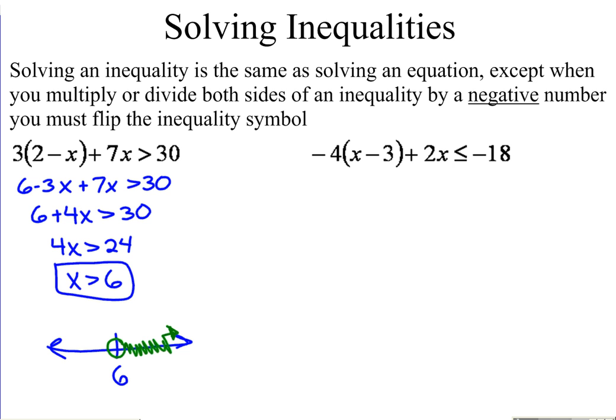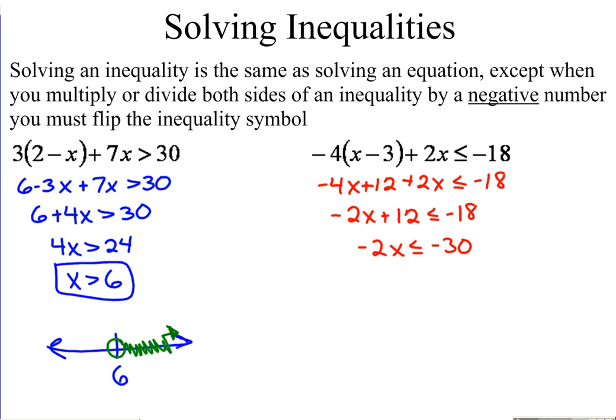Second one. Once again, we're going to start by distributing. -4x plus 12 plus 2x is less than or equal to -18. Add like terms. Subtract the 12. Finish solving for x, divide by -2, and now because we're dividing by a negative this time, we have to flip that inequality symbol. -30 divided by -2 is 15.